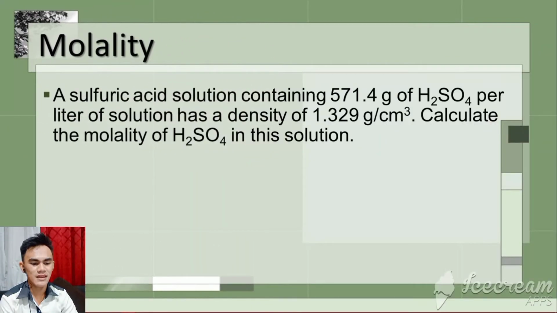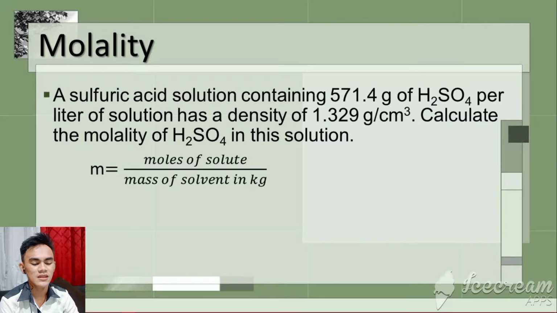The problem here states that a sulfuric acid solution containing 571.4 grams of H2SO4 per liter of solution has a density of 1.329 grams per cubic centimeter. Our problem here is to calculate the molality of H2SO4 in this solution. In order to find the molality, let's use its equation: molality, small letter m, is equal to moles of the solute divided by the mass of the solvent.